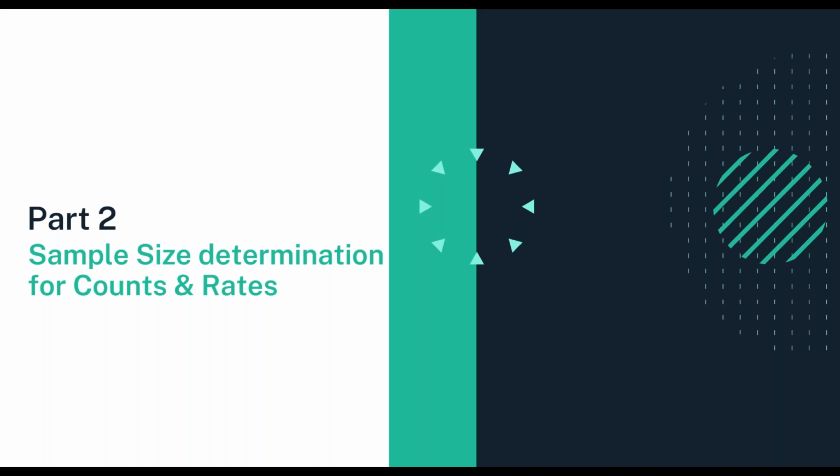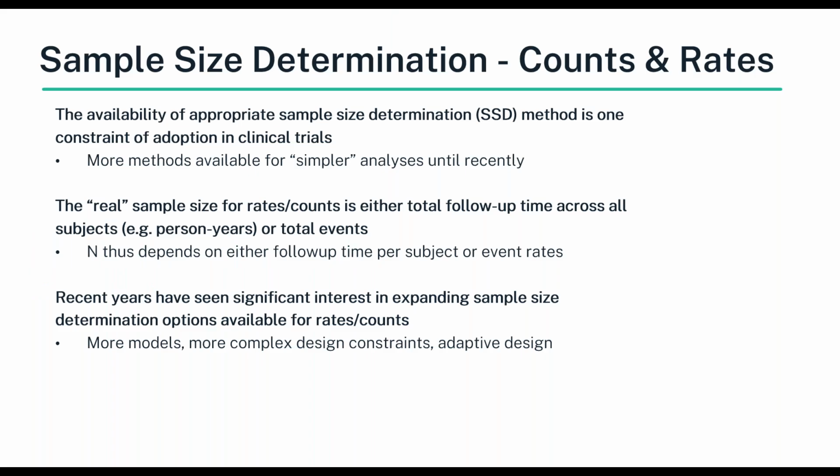Okay, so now let's move on to sample size determination for counts and rates. The first point here is, I suppose, a pretty obvious one: the availability of appropriate sample size methods for counts and rates is a bit of a hurdle to their adoption within clinical trials. Until relatively recently, there were rather few methods available for the more complex types of analysis for these types of endpoints. And we're relatively lucky at the moment to have multiple different adaptive methods, Bayesian methods, and more complex case methods available to us.